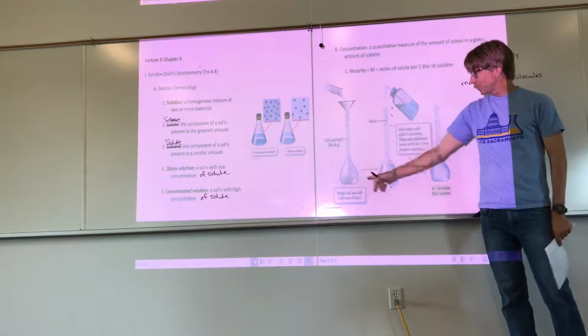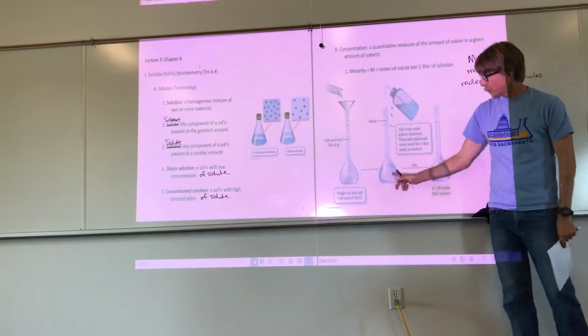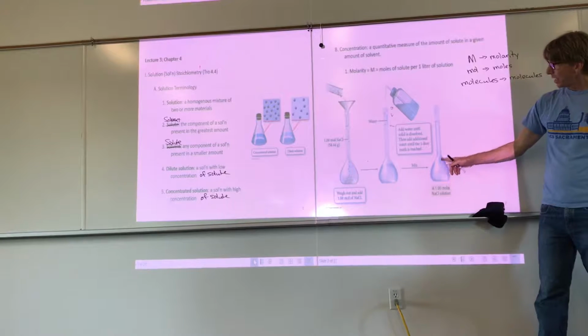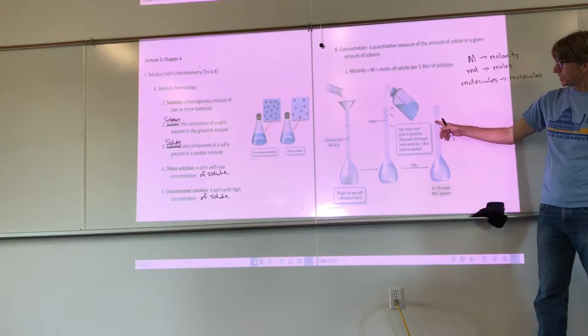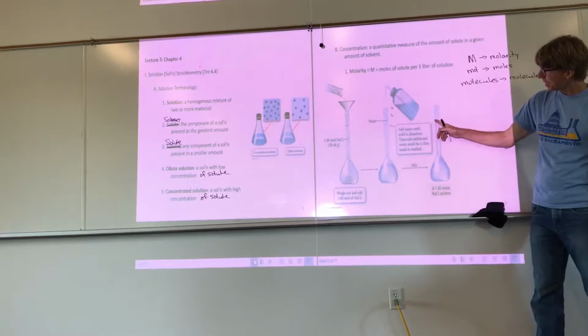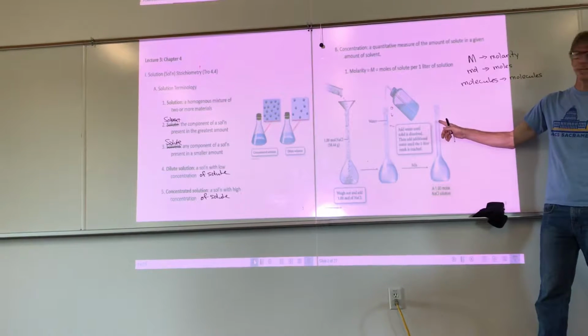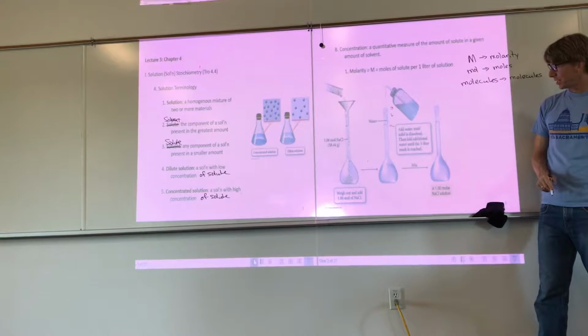We'll pour in salt through a funnel. We'll pour in some water. We'll dissolve the salt. And then we will fill up to the line. We'll set the bottom of the meniscus right on that line. We will have a specific concentration solution. Good?